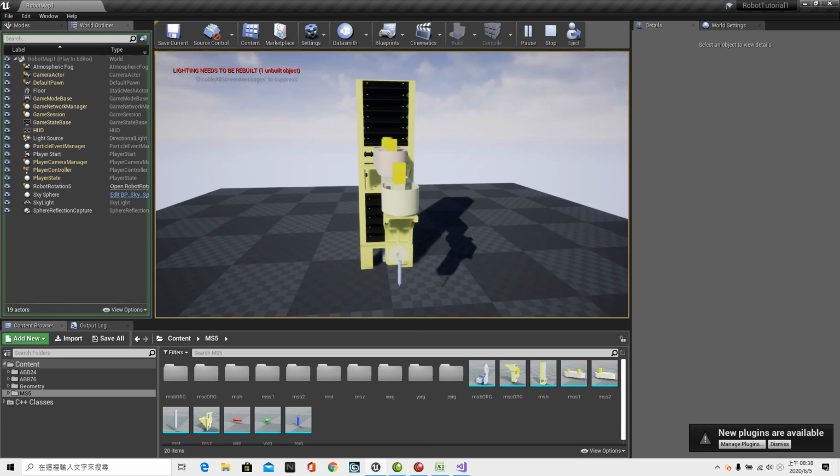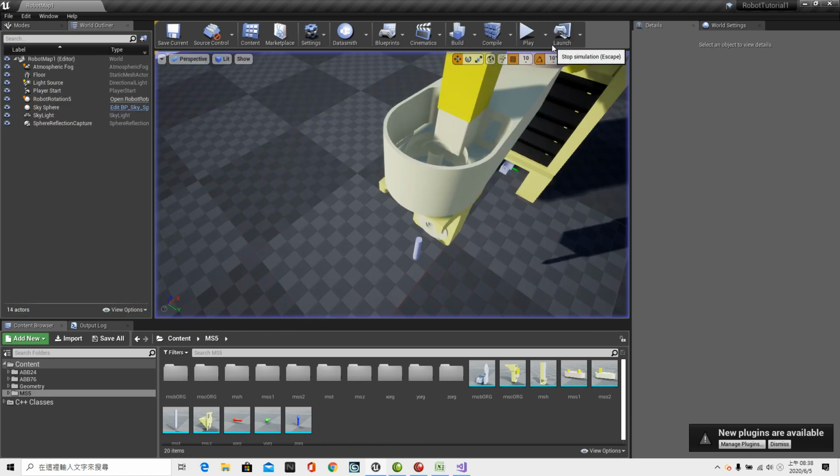No rotation. Okay, let's see where is the wrong place?